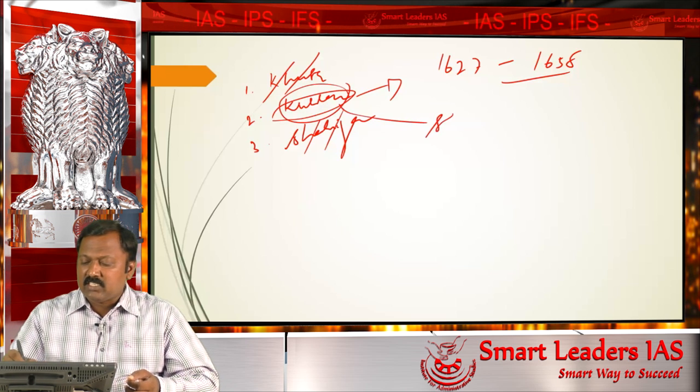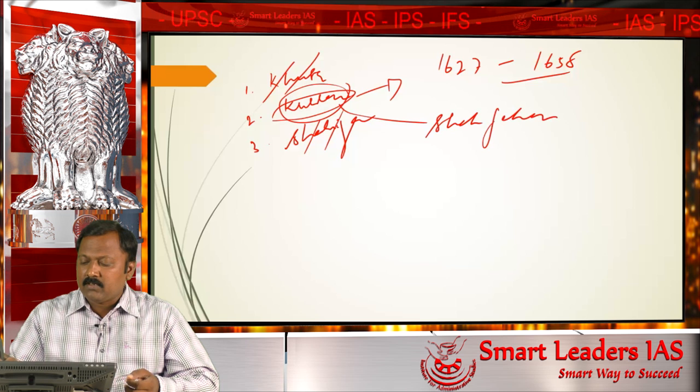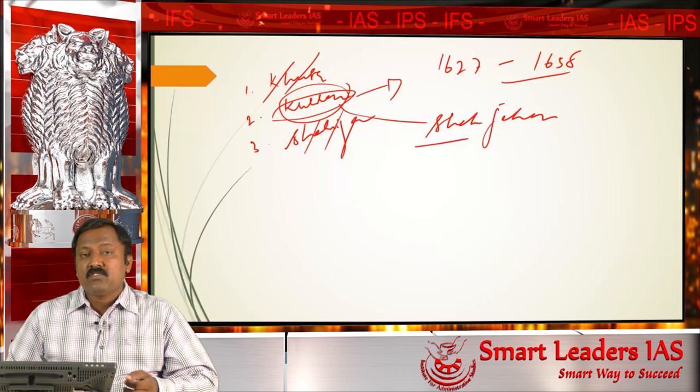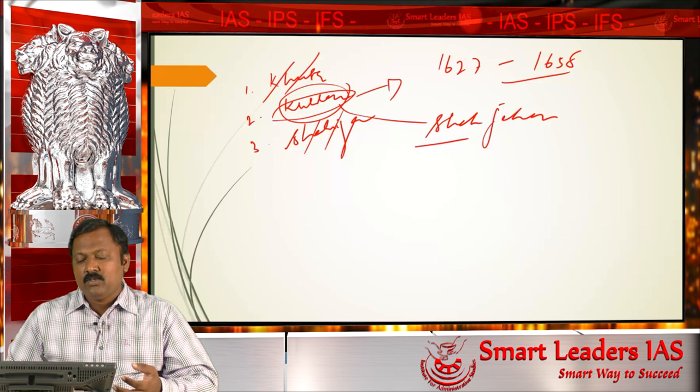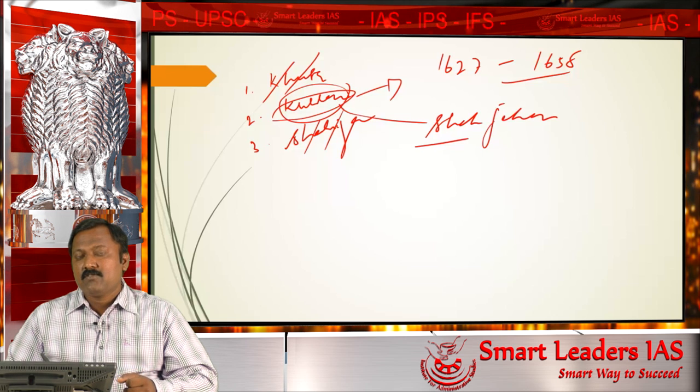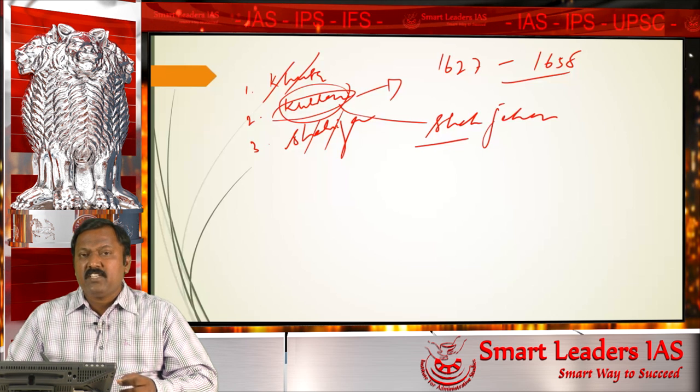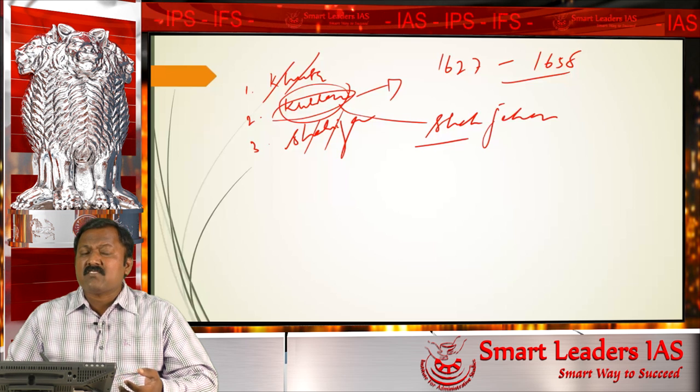Khurram in history is referred to as Shah Jahan. Again, Shah means ruler, Jahan means world. So Shah Jahan ruled from 1627 to 1658. Shah Jahan's period in history is considered to be the climax of the Mughal Empire.